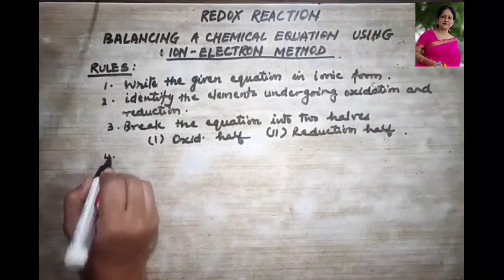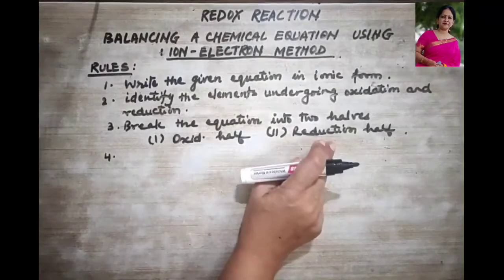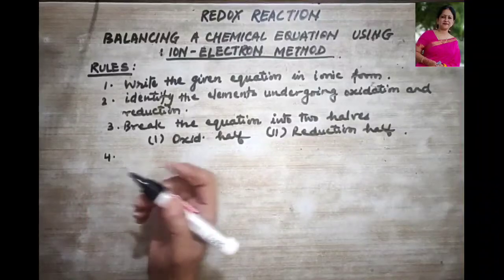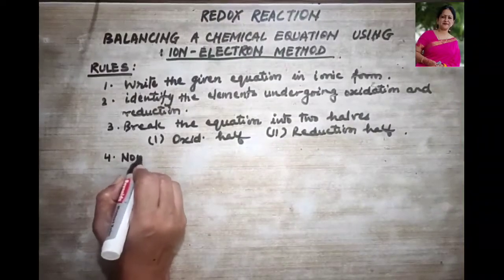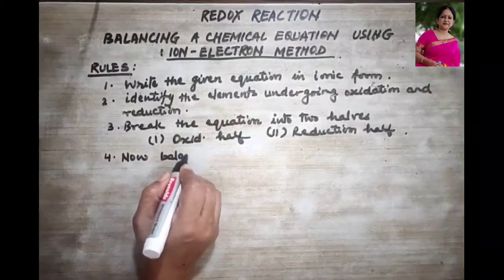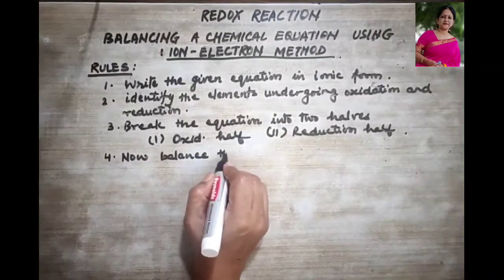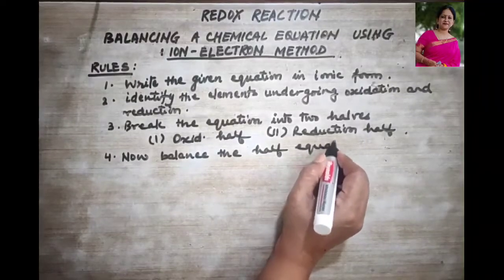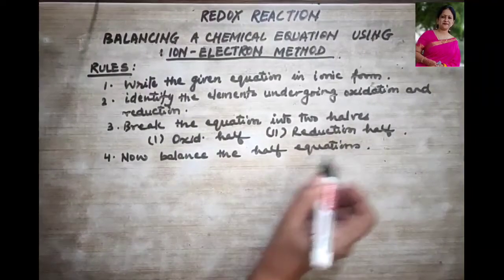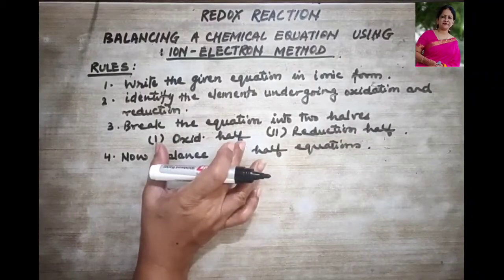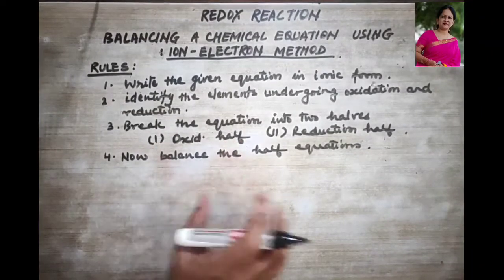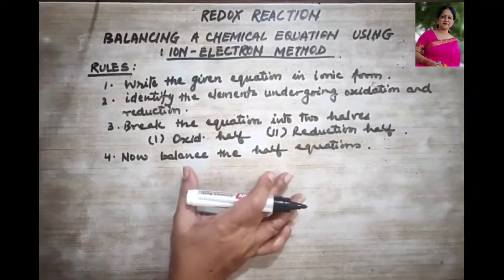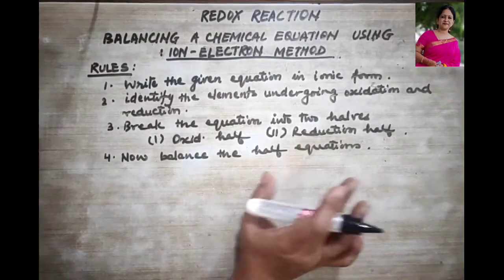Now fourth point, what we do next, after dividing the two reactions, then we are going to balance the half equations, okay? Now balance the half equations. By half equations, what do I mean? Now we will balance first the oxidation half and then we will balance the reduction half, okay? Now how to balance the half equations?